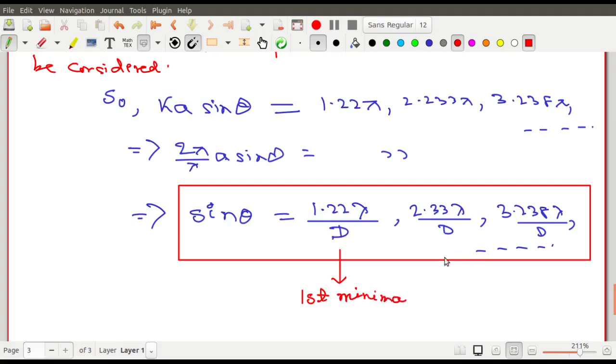Here you have only one principal maxima, just like single slit and double slit. In the grating you saw that there were many principal maxima, and there was a reason for it. This one is the third minima.